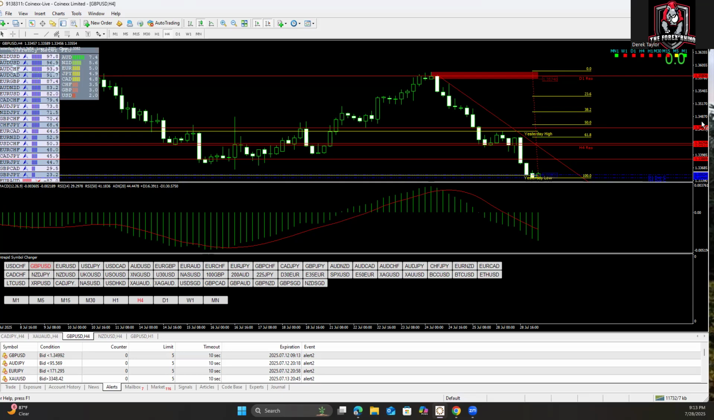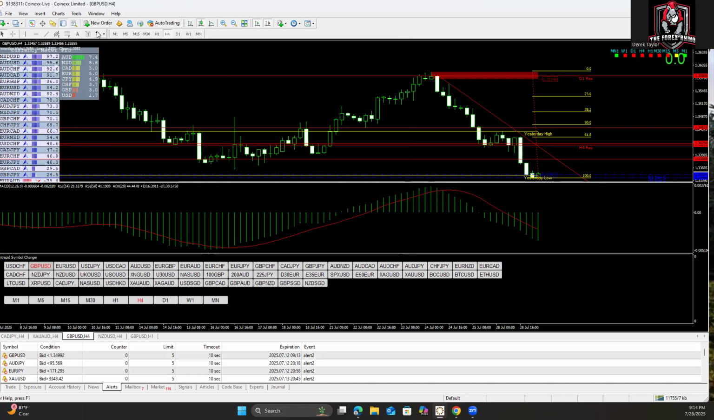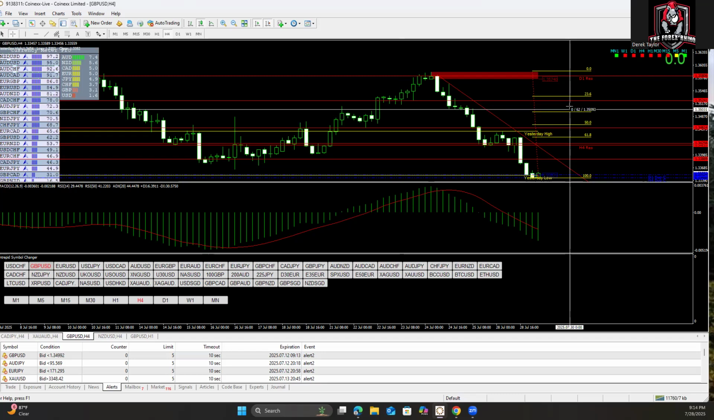I can already see TP2 because I'm looking at this cluster of wicks right here. I'll go ahead and take it to here. Here's TP1 and here's TP2.